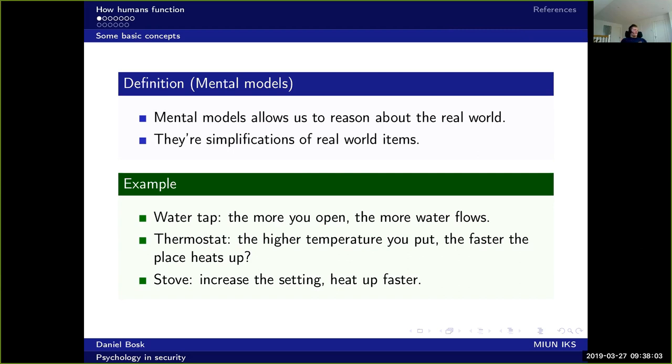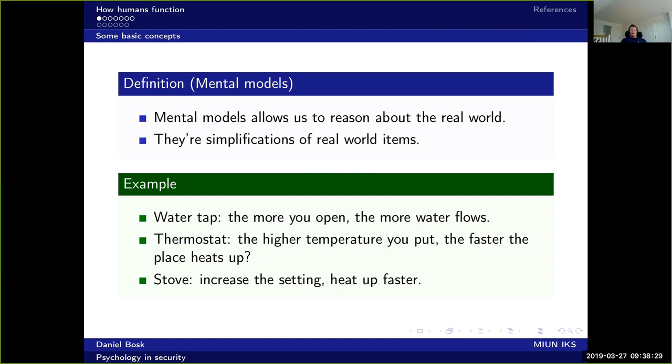So if the temperature is low and you want it higher, it doesn't make any difference if you put the temperature higher than what you want and then later turn it down, or if you turn it to the temperature you want directly. So the thermostat doesn't work in the same way as the water tap, so you cannot use the same mental model for the two.